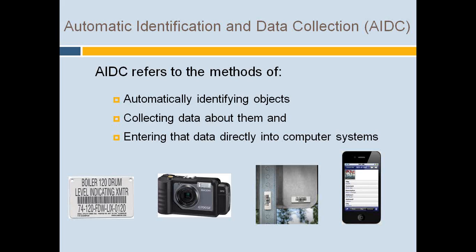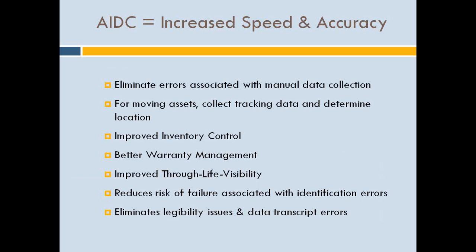AIDC refers to automatic identification and data collection. It's the method of automatically identifying objects, meaning using technology to input a specific serial number or identifier rather than writing something down or picking from a list. We then collect data about that specific asset and enter the data directly into a computer. So basically with AIDC, you're not doing any writing, no more data transcription. You're simply scanning a barcode to identify a specific asset, then entering the attributes and data about that asset directly into a computer system so that there's no transcription in the middle.